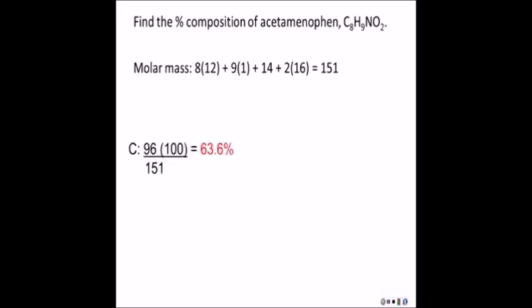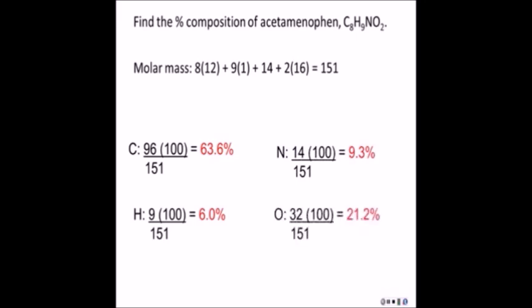Okay, the solution to this problem: we're going to take the formula and figure out the molar mass. So it's 8 times 12 for carbon, plus 9 times 1 for hydrogen, plus 14, plus 2 times 16 for the oxygen, and I get 151 total. So for the carbon, it's going to be 63.6%, hydrogen 6%, nitrogen 9.3%, and oxygen 21.2%.